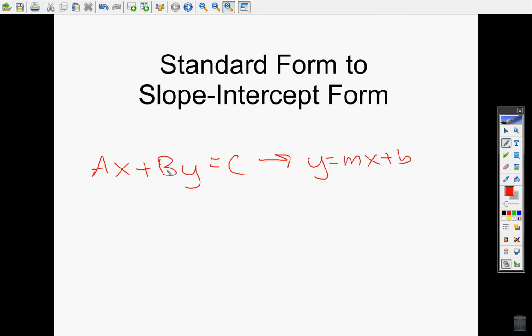They both have their advantages. Standard form is good if you want to find the x and y intercepts. Slope-intercept form is good if you know the slope and you know the y-intercept of the equation. So it just kind of depends on the scenario which equation is better to have, but you do need to know how to go back and forth.